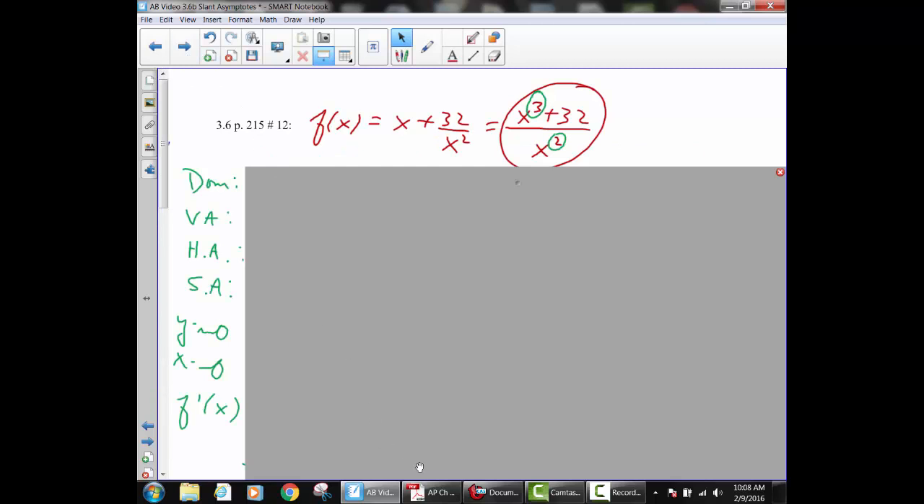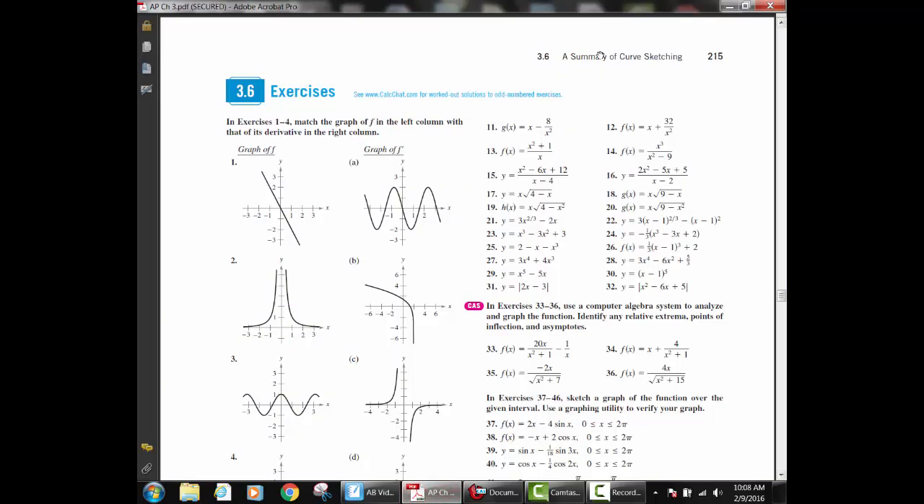So number 12, we are going to do the whole graph. So here's number 12, x plus 32 over x squared.